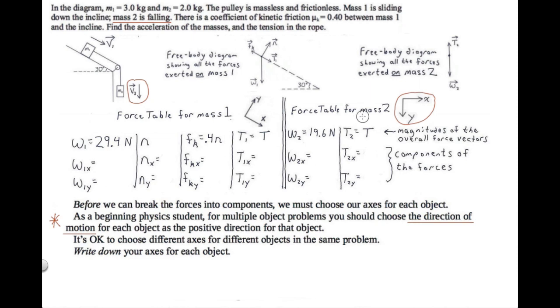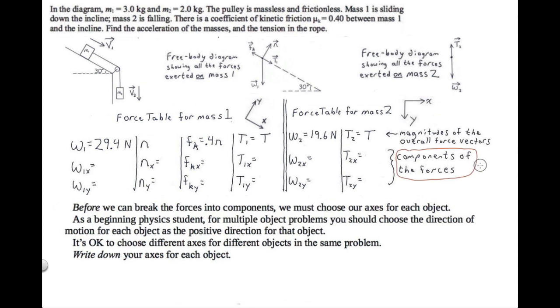Now, some professors might prefer to choose up as the positive direction for mass 2, but in my opinion, that's an inferior approach for most beginning physics students. As a beginning physics student, you will probably have better success with multiple object problems if you make it a habit to choose the direction of motion for each object as the positive direction for that object. Always write down your axes for each object.